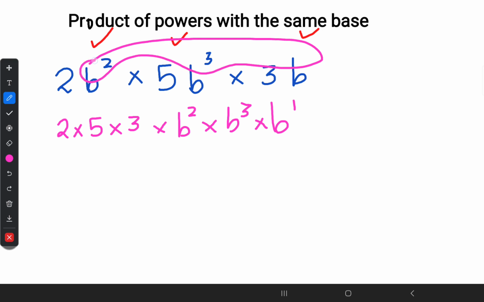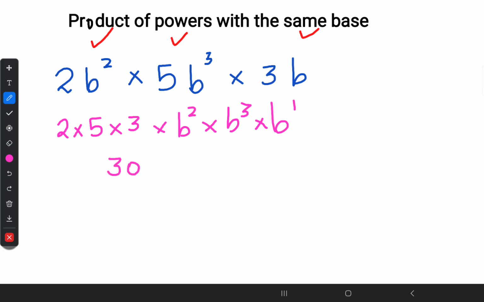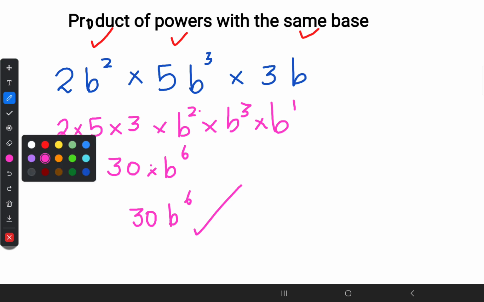Only with same base multiplication should you add the indices. So 2 times 5 is 10, times 3 is 30. And b square, b with the power of 3, b with the power of 1. All are having b as a base, so we will add the powers. 2 plus 3 is 5, 5 plus 1 is 6. 30 multiplied with b power of 6, it's 30 b power of 6. That means the number multiplied with this one without the multiplication mark, you can show your answer like this.